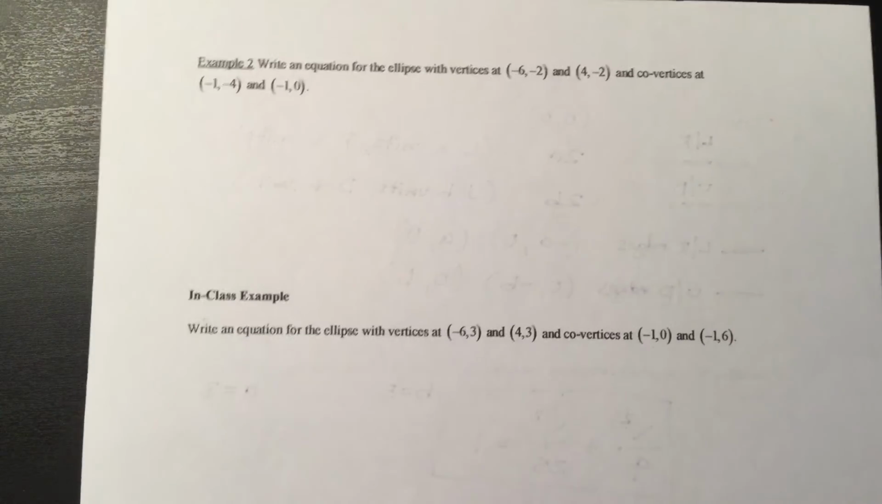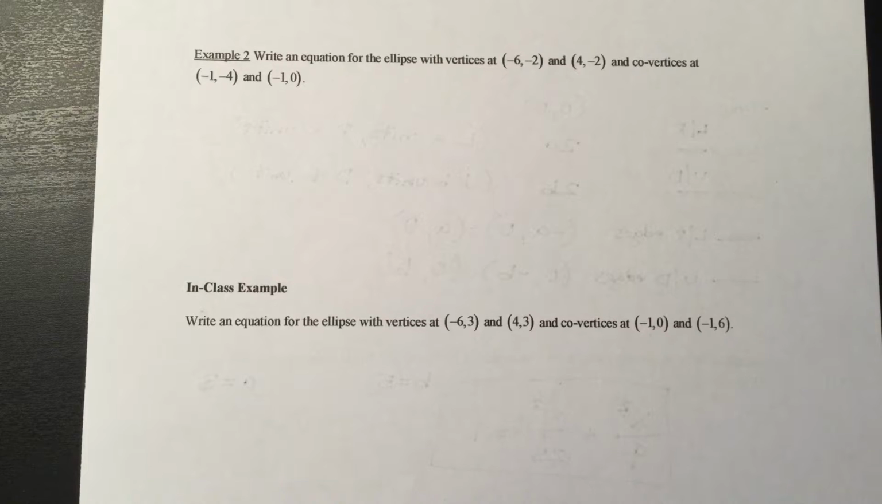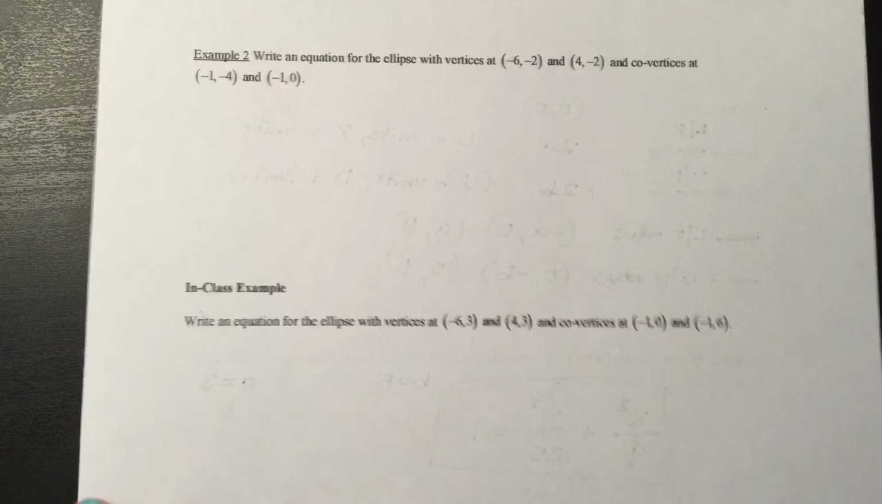Okay, so let's look at this example right here. Write an equation for the ellipse with vertices, co-vertices. So here's the easiest way to do it. We're just going to plot it. We're going to plot those 4 points. From there, we should be able to figure out the center, and then how many units left and right, how many units up and down.